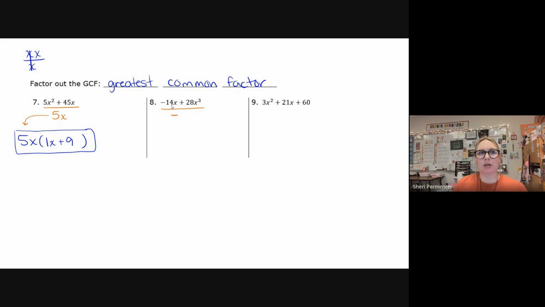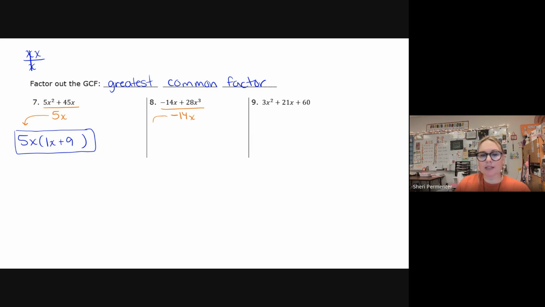What's the biggest number that can go into both 14 and 28? What is it? 14, even bigger than 7. 14 works. And trust me, all day people have been saying 7, so don't feel stupid. If I have 1 here and 3 here, what's the most amount I can pull out? 1.